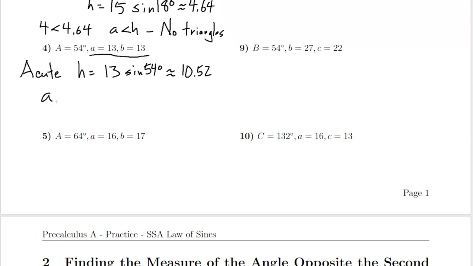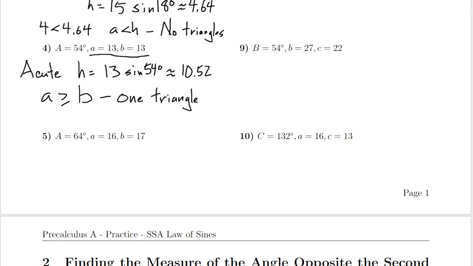Recall that if we have an acute triangle and it turns out that that side opposite is greater than or equal to our adjacent side, we don't even have to figure out H in this case. We can just say that we know that there will be one triangle. Okay. So I generally do say go ahead and figure out the height every time because it's a good habit to get into.